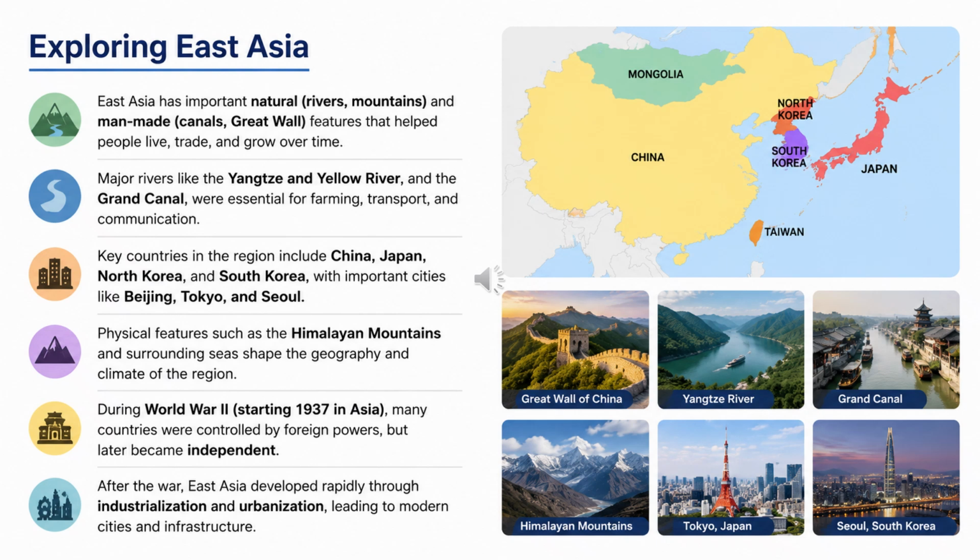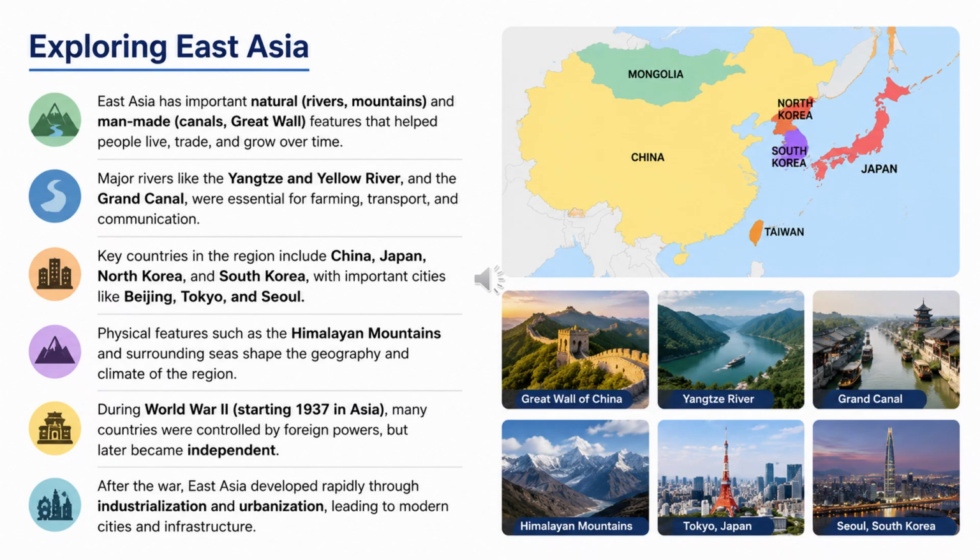Now that we know which countries are part of East Asia, let's explore some of the important features of this region. East Asia is one of the most diverse and developed regions of the world. It has both natural features and man-made features that have shaped the lives of the people for thousands of years. First, let's talk about the natural features.